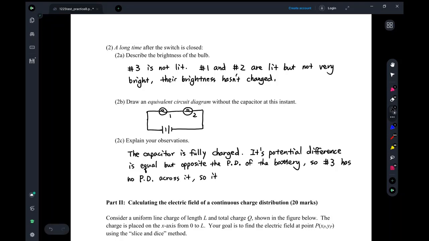So it's not that number 1 and number 2 are still connected to the batteries, so they are not affected.